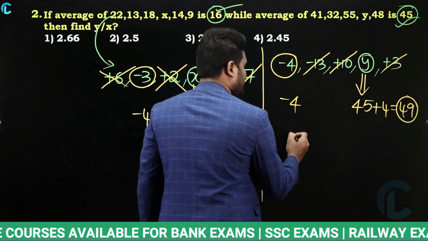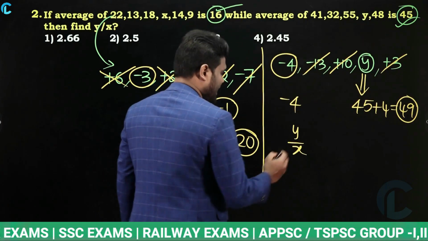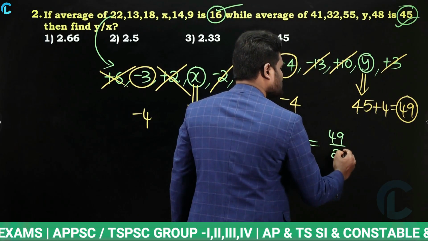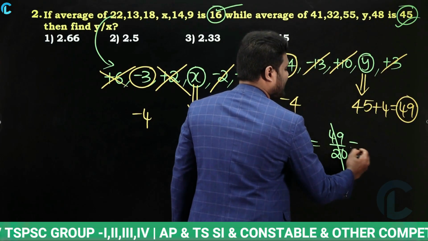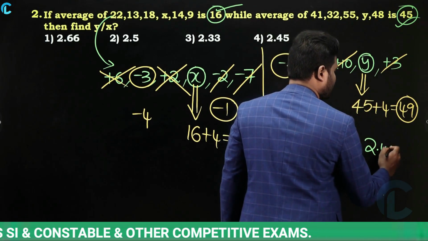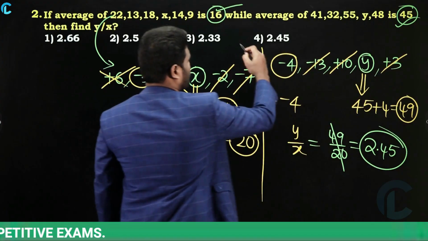Your question is to find what is y by x. So if you calculate what is y by x, y value is 49 and x value is 20. So when you calculate this one, this is going to be 2.45. Yes or no? 2.45. So answer is like fourth option.